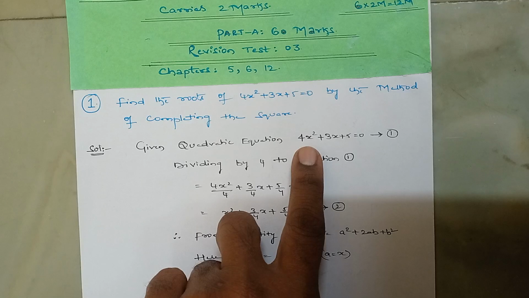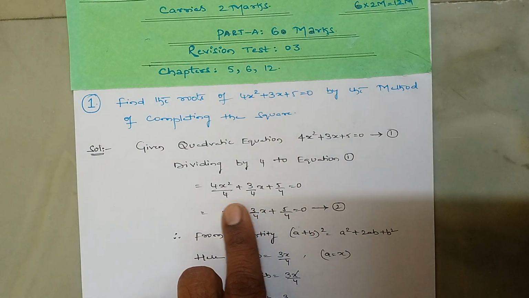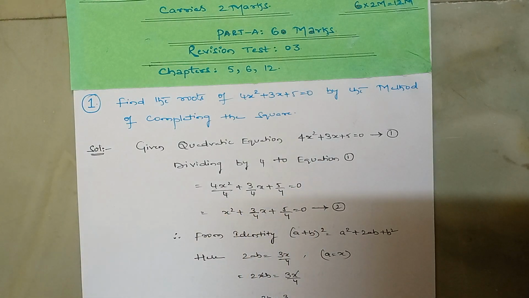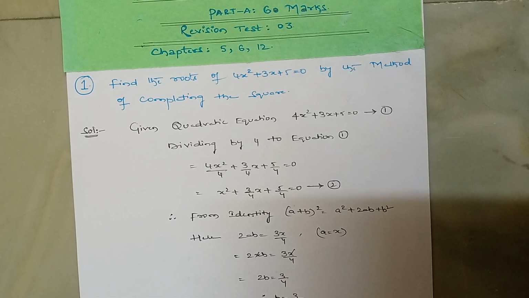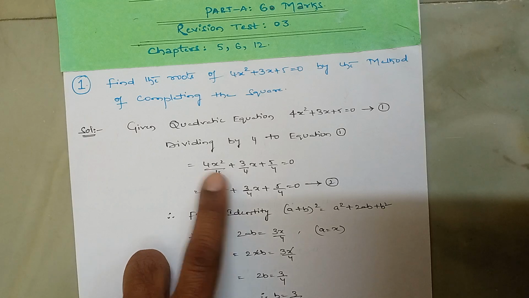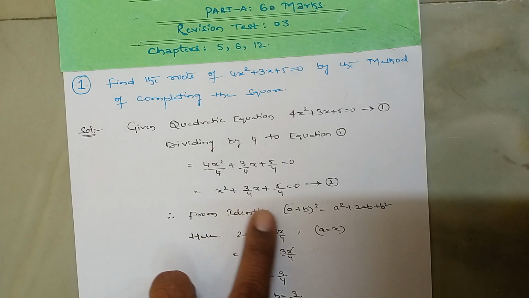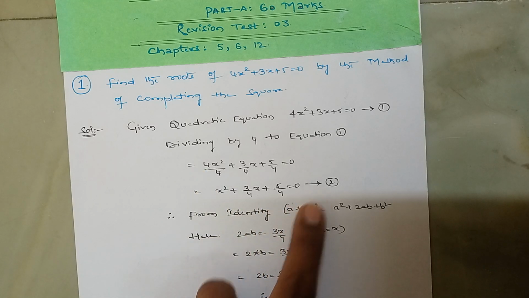Here x square coefficient is 4, okay, divide with the same, divide with 4. So it becomes 4x square by 4 plus 3 by 4x plus 5 by 4 equal to 0. Now it becomes x square because 4 get cancelled. We get 3 by 4x plus 5 by 4 equal to 0. Put it as equation 2.